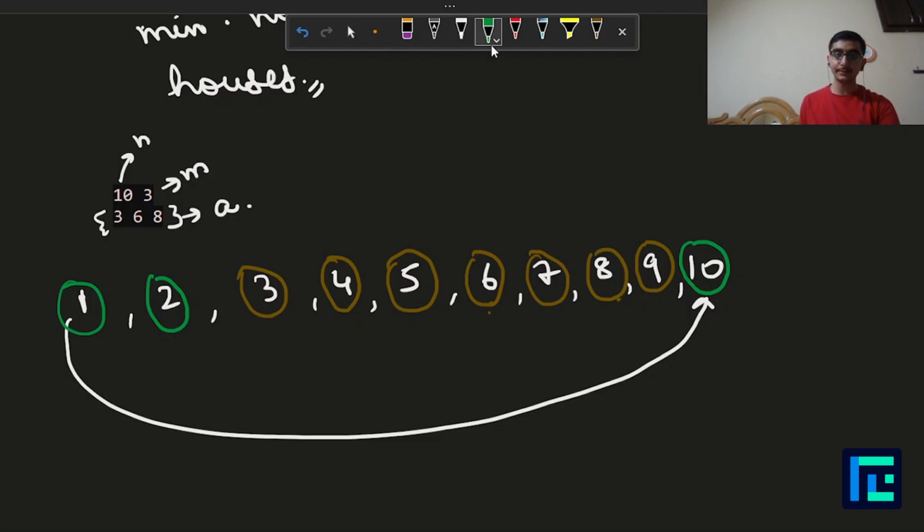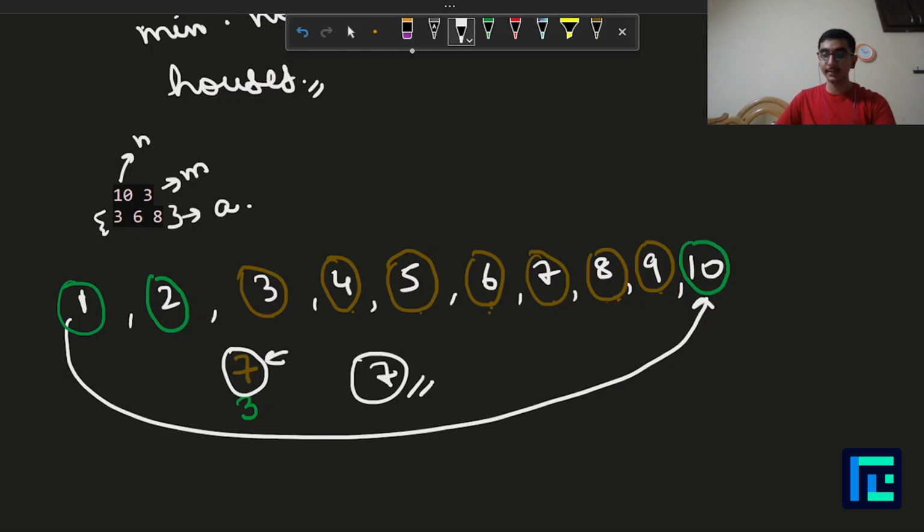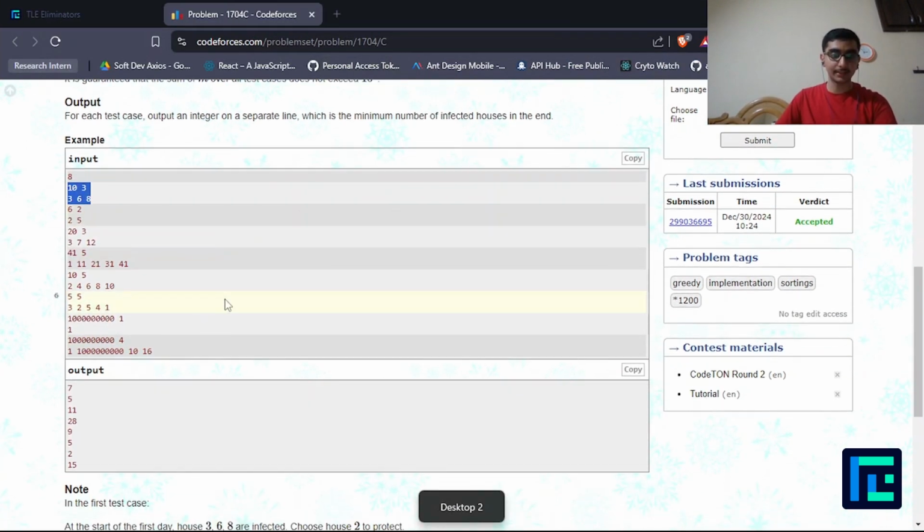So now we can see here that we have 1, 2, 3, 4, 5, 6, 7, 7 infected houses and 3 protected houses. So as we have to output the number of houses infected, we'll output 7, and we can check for ourselves that in no other case we can protect more than 3 houses, or in no other case less than 7 houses can be infected. So that can be confirmed if we check here that the answer is 7, right?